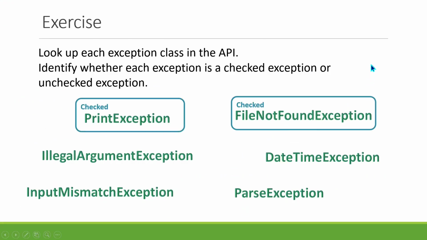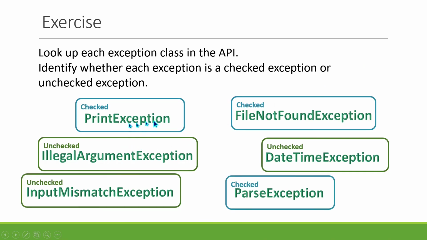So the answer, there we go. Print exception, file not found exception, and parse exception are checked exceptions, so you would be required to catch or declare them in your program. And then date time exception, illegal argument exception, and input mismatch exception are all unchecked exceptions. You should avoid these using code and not with a try-catch block.